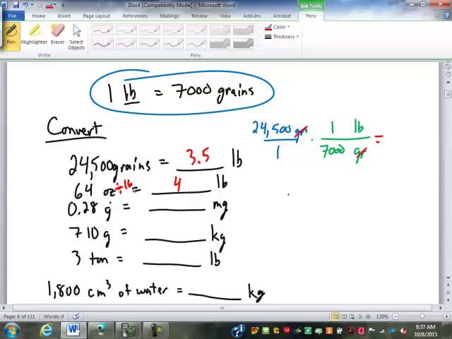0.28 grams into milligrams. The unit's getting smaller, so the number has to get bigger. How many spots on the chart is it from grams to milligrams? 3 spots. It's 280.